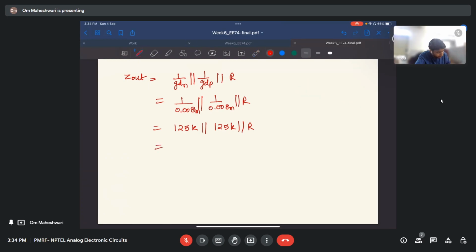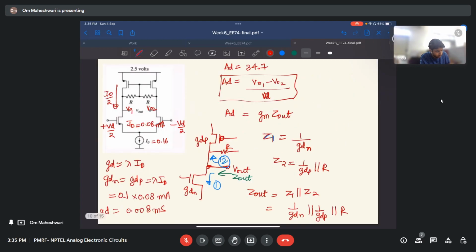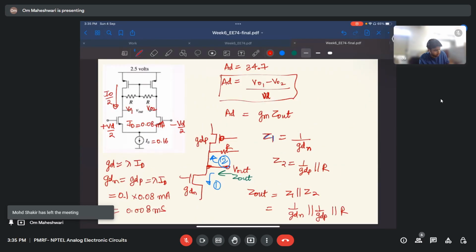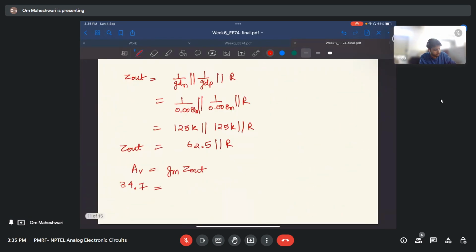So it will be 62.5 parallel with R. Okay, so AV is what? GM Z out. So AV is 34.7 equals to GM times Z out, and GM we also need to calculate. So let us first find GM.